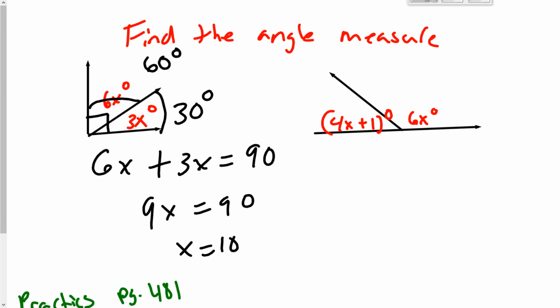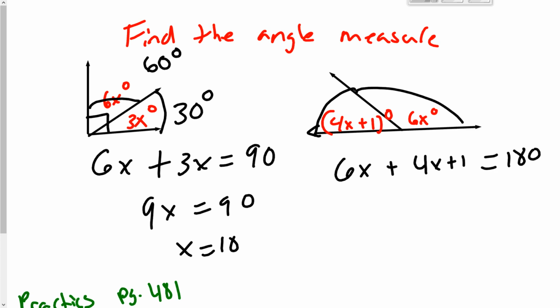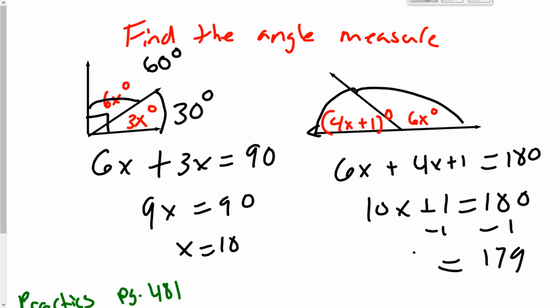Same thing here on this one. I have a straight angle here. So that would be 180. So that means this one plus this one would equal 180. So I have to add them together. So I get 10x plus 1 equals 180. Subtract 1, I get 179. So that means x would equal 17.9. And now I can plug in 17.9 and times it by 6.